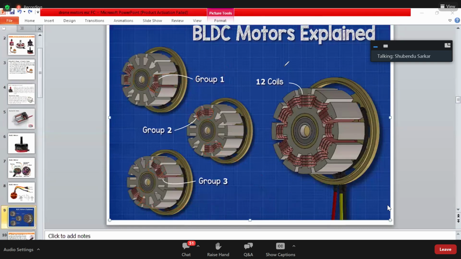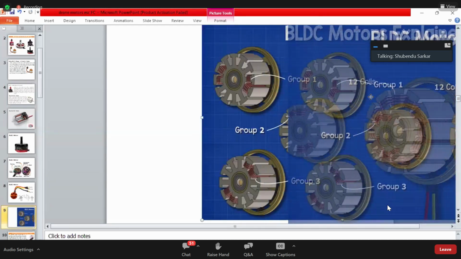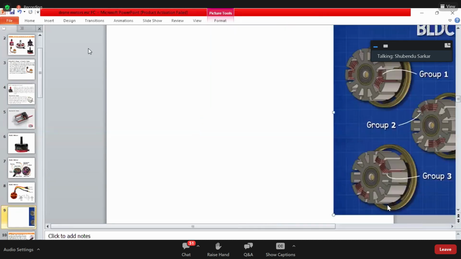They have to know about the delta point. What is delta point? Let me shift the image and make a delta connection. What is delta connection? We are talking about three coils, right? So how can we demonstrate this?